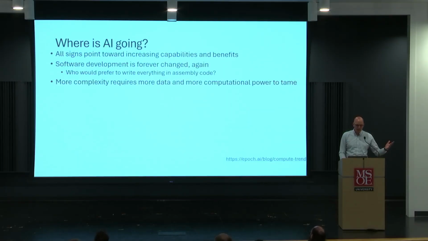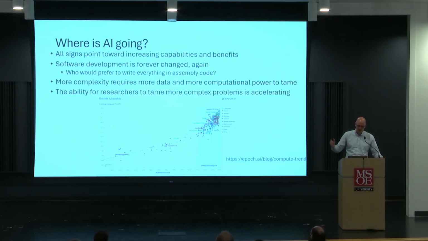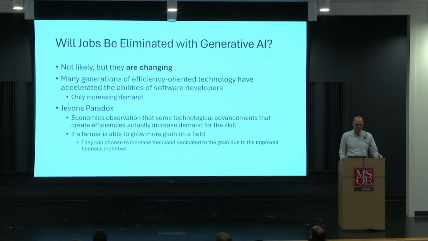All right, where's AI going? It's going to be everywhere. It's growing faster. This is not a surprise to anyone. Will jobs be eliminated? No, but if you're not using AI, you will be replaced by somebody who is.